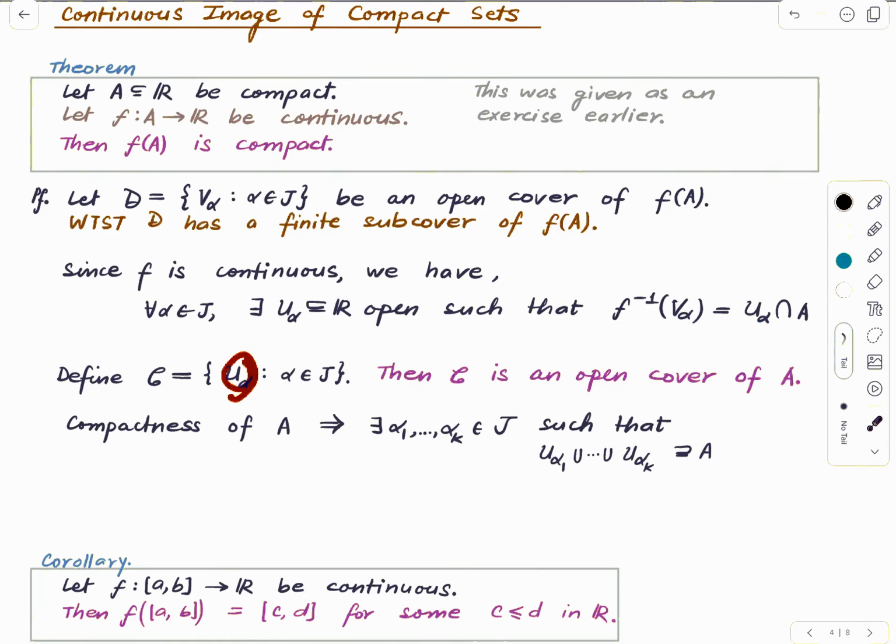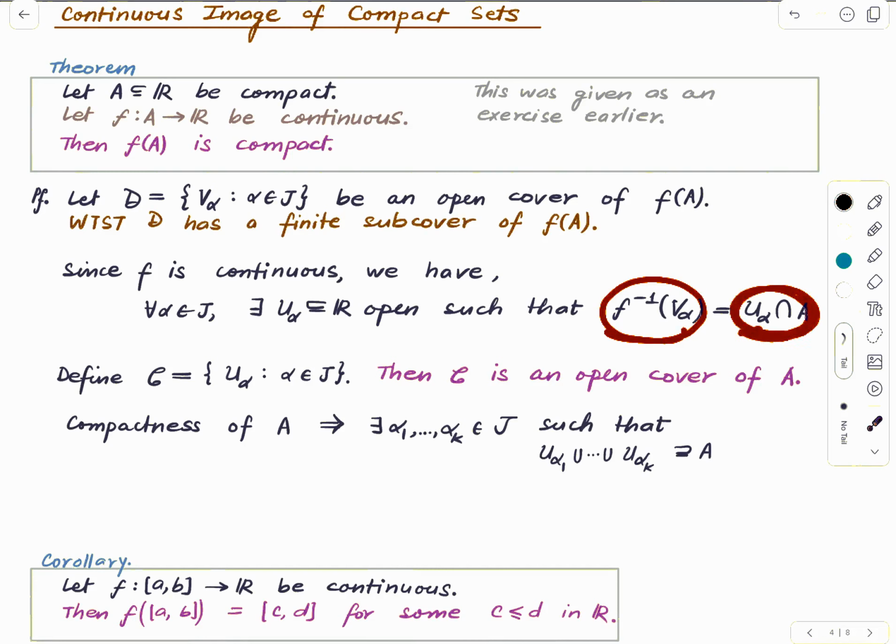Each U alpha is open. By choice of U alphas, each U alpha is open. And collectively they will contain A. Because the preimages of each V alpha, if you put them in a set, that is a cover of A. V alphas form a cover of f(A), so f inverse V alphas will form a cover of A. Not an open cover of A, because f inverse V alpha may not be an open set at all. So they form a cover of A. Therefore these form a cover of A.